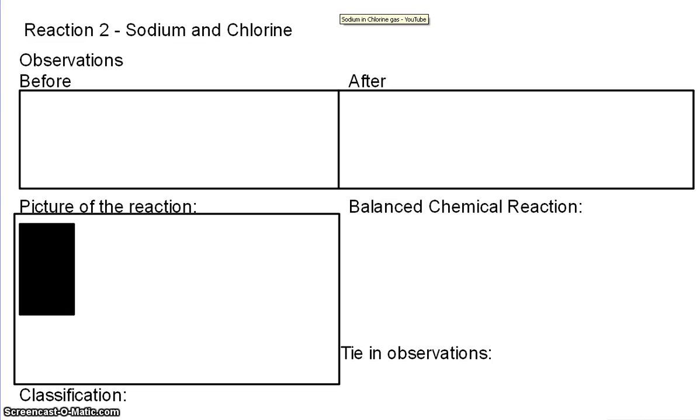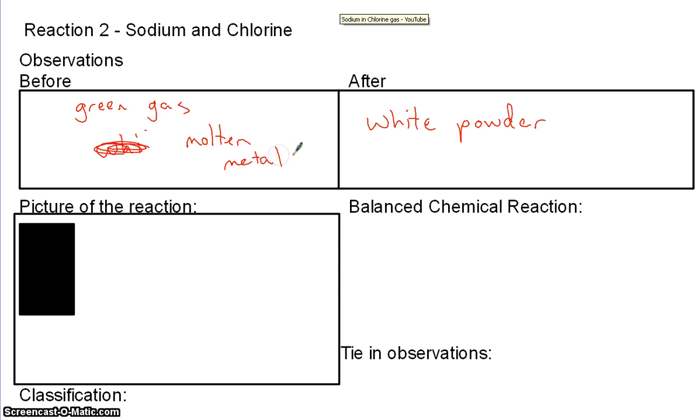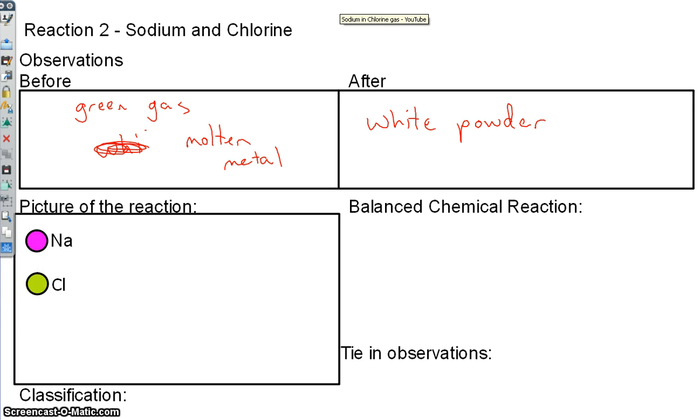Okay, so going back, before, in our observations, we had a green gas. We had a white powder at the end. We had a molten metal to start with. That was the sodium.